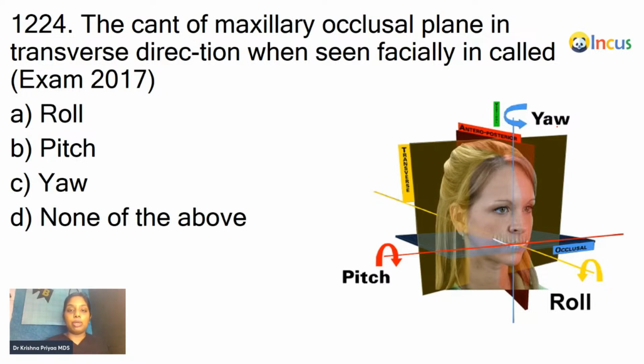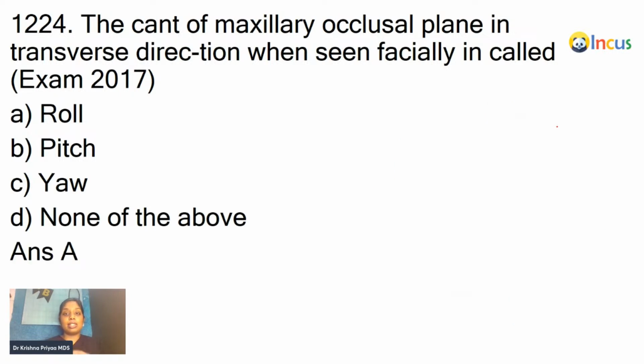In transverse correction, we'll be talking about rolling of the maxilla on one side or the other. And in the vertical or occlusal correction, we'll be talking about yaw. So usually associate each plane with a particular terminology here. Anterior posterior would be pitch, transverse would be roll, and vertical or occlusal will be yaw. So here, the cant of the maxillary occlusal plane in the transverse direction, when seen facially, will be roll, because the transverse occlusal plane is associated with a term called roll.